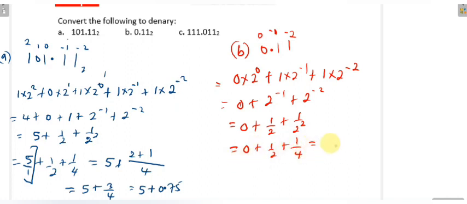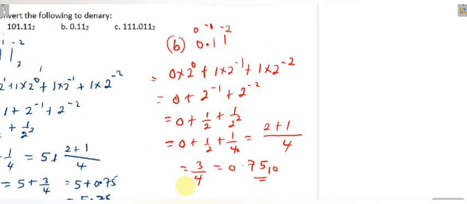So you can ignore the 0. So we'll take the LCM of this, that's 4. 4 divided by 2 is 2, times 1 is 2, plus 4 divided by 4 is 1, times 1 is 1. So that gives us 3 over 4. So it's similar to the division I did with this. So that will be equal to 0.75 base 10.